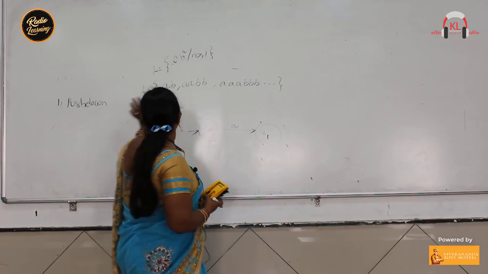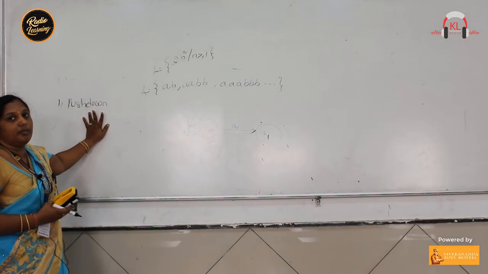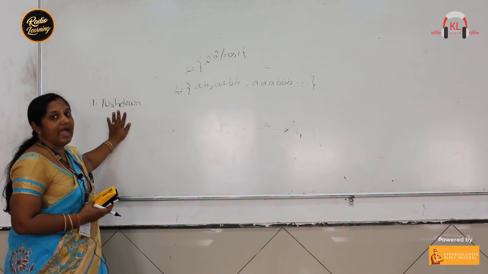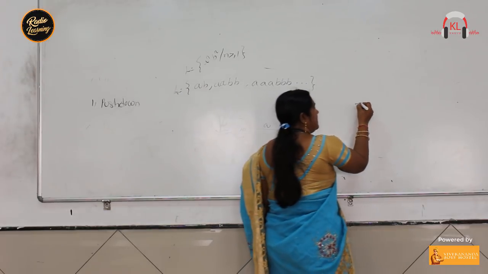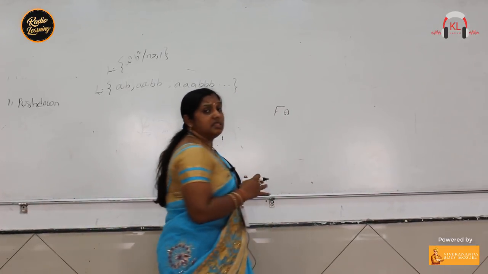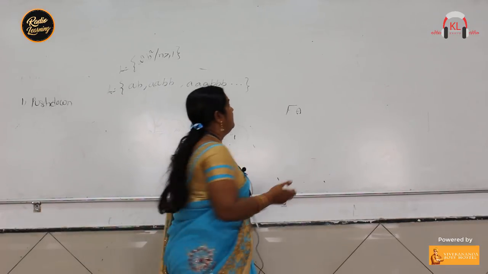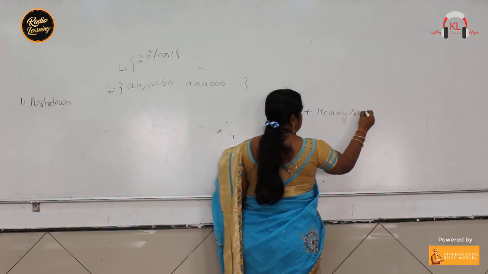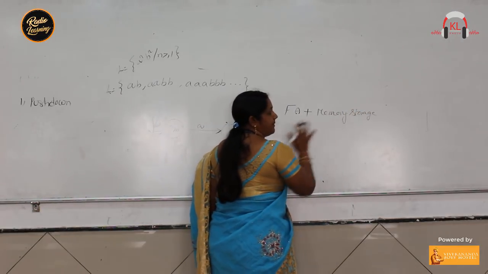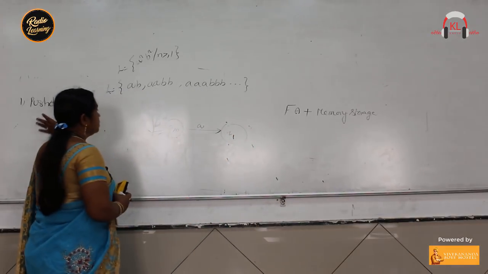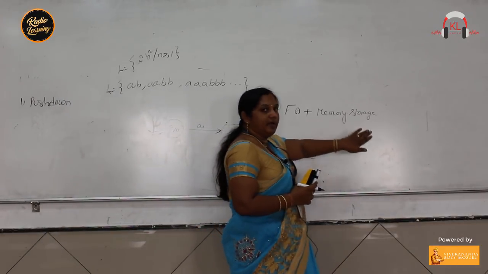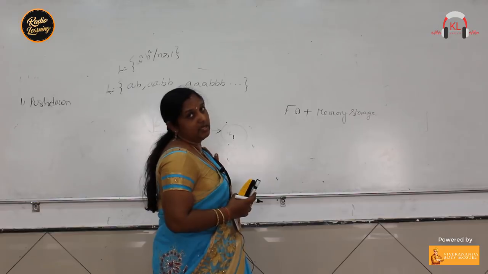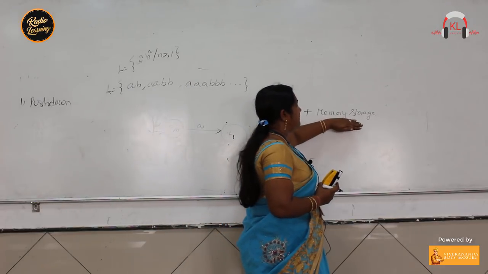Because of this, we are introducing the pushdown automata. This pushdown automata is for context free languages. In pushdown automata, it works as it is as a finite automata. The additional thing we are doing here is adding memory storage. Finite automata plus memory storage is pushdown automata. So what is the use of this memory storage? To remember the previous input symbol that was read. For that reason, we are adding memory storage.